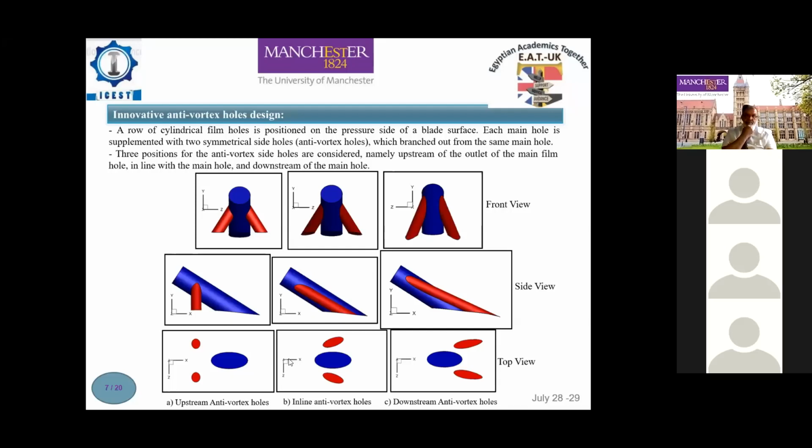To study the effect of the side holes position, three different locations of the exit of the side holes, the anti-vortex holes, were examined in this study. Case A, upstream anti-vortex holes, as the side holes emerge upstream of the main hole outlet. Case B, inline anti-vortex holes, as the side holes emerge in line with the main hole outlet. And C, downstream anti-vortex holes, as the side holes emerge downstream of the main hole outlet.